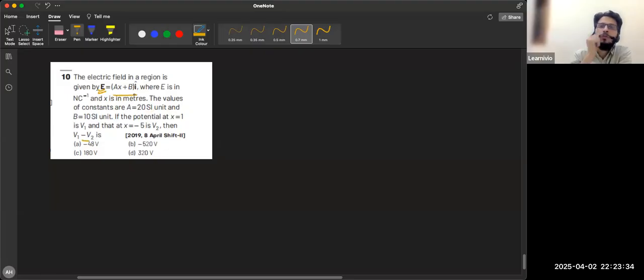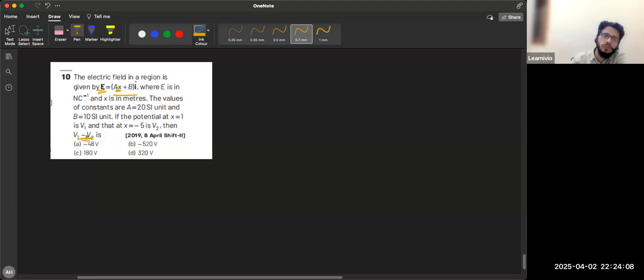Is the field uniform or non-uniform? See, in the expression of the field you have x, and x is a variable. So the field is non-uniform. If instead of x you had just a plus b i cap, then you could say it's a uniform field. But it's a non-uniform field, and you are supposed to calculate the potential difference.